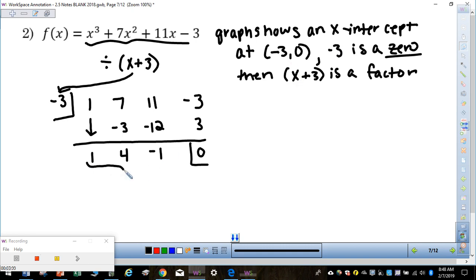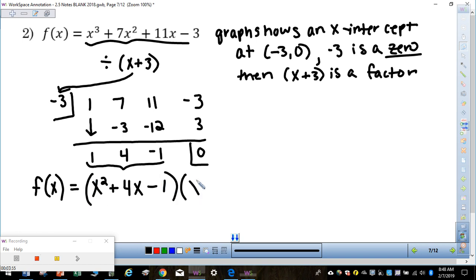the graph. So let's go ahead and take this result and write it as a polynomial. It represents x squared plus 4x minus 1. And what we can do with that is we can now write the original polynomial f of x as a product of two factors being multiplied together. The factor x plus 3 that we divided by, along with this x squared plus 4x minus 1 was the result of doing our division.